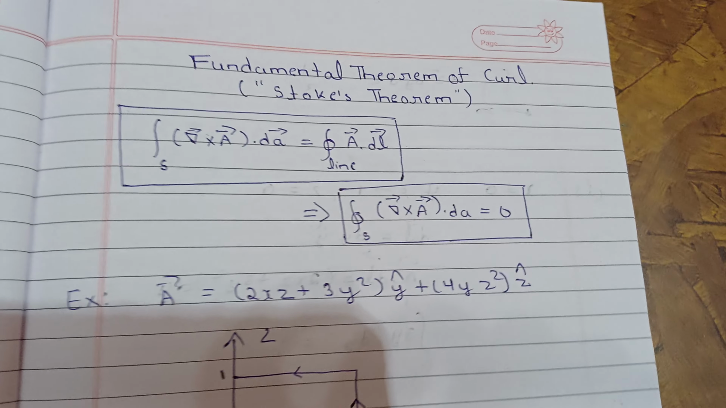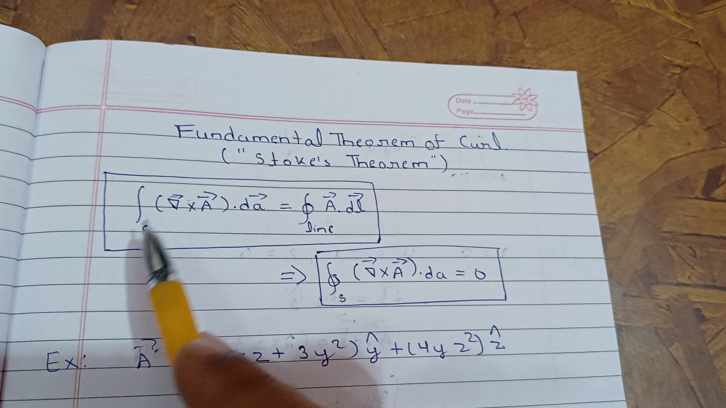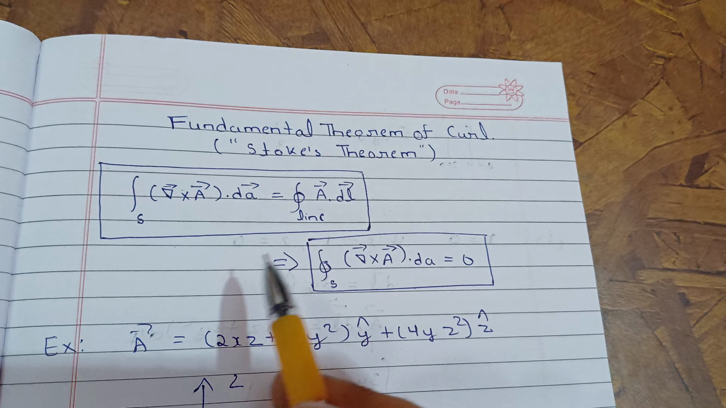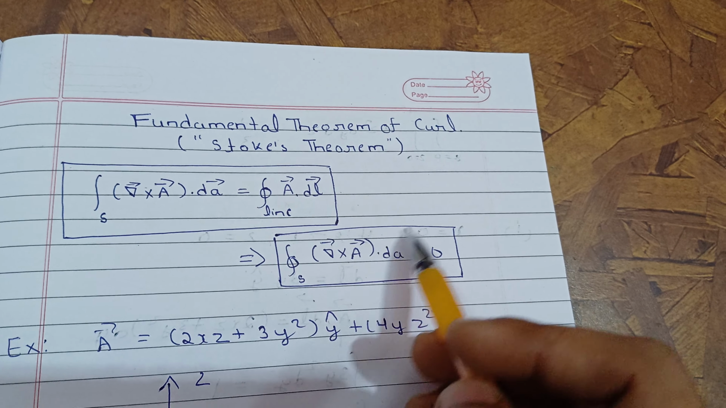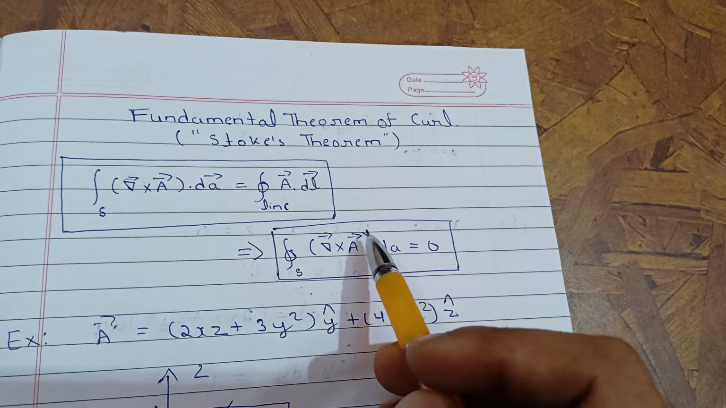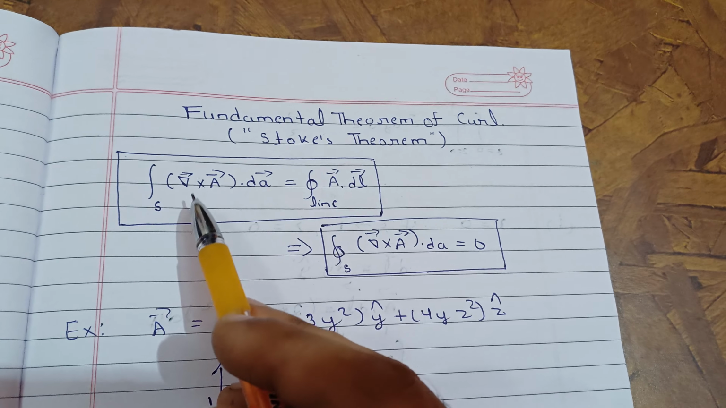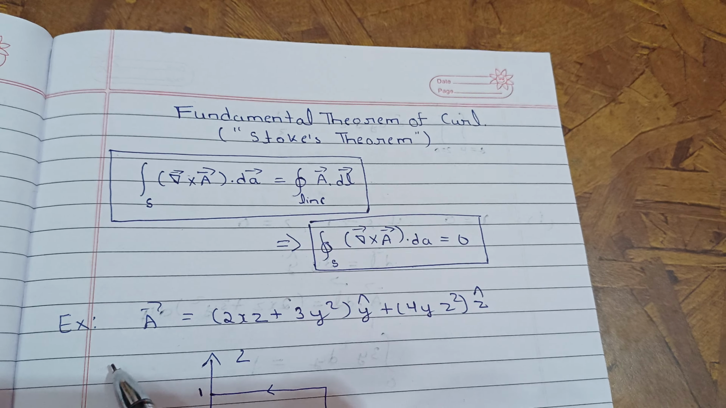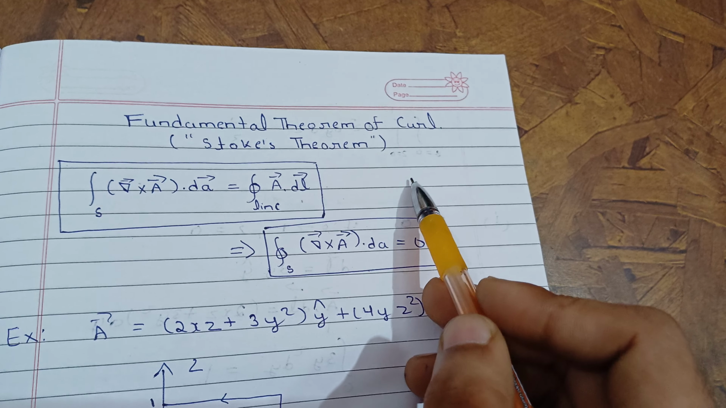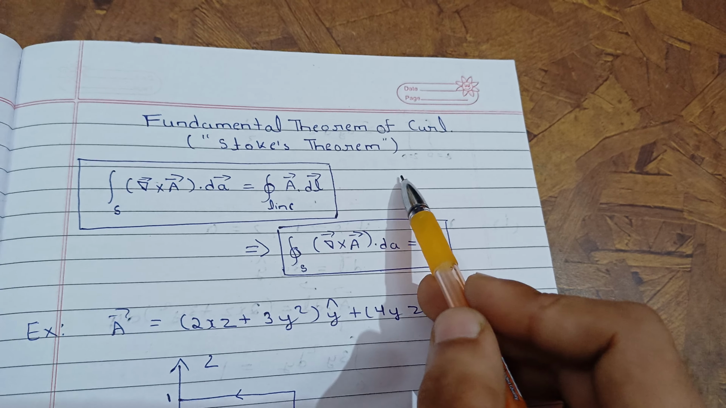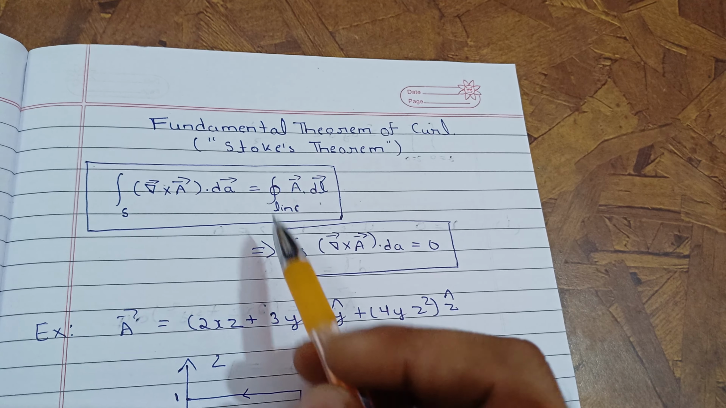So what the Stokes theorem says is this: the surface integral of curl of A will be equal to the line integral around the boundary of that surface. It means you have any open surface, which is bounded by a closed line. Then taking the complete line integral around the boundary of that open surface will be equal to the surface integral of the curl of A. So you have any open surface like a square or circle, and the line integral around its boundary will be equal to the surface integral of the curl of the vector field A. So that will be equal to this.